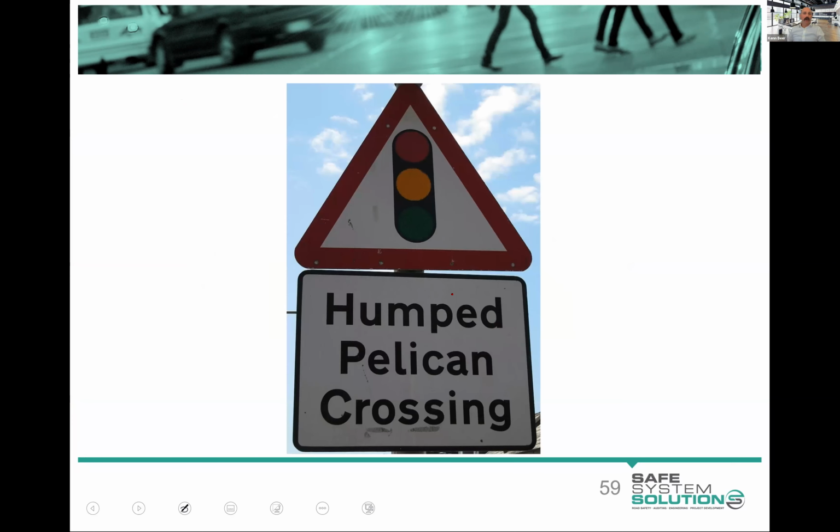Pedestrian light controlled crossing. This sign was on one of those websites, funniest road signs in the world, and came in at like number 5 or something. Humped Pelican Crossing makes complete sense to me. Apparently the rest of the world finds it amusing.